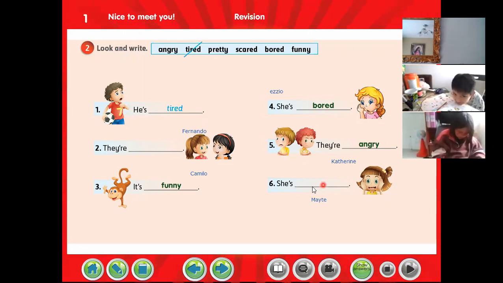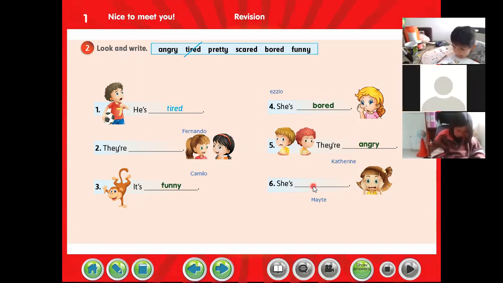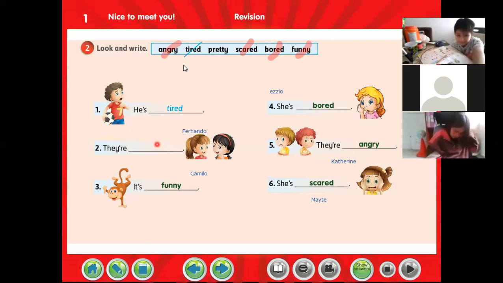Maite, number six. She's scared. Can you repeat, please? She's scared. Repeat, Maite, scared. Okay, Fernando. Now, one more time. Fernando, they are? They are dirty. We're just angry. We're just tired. We're just scared. We're just bored. We're just funny. They are? Pretty. Pretty, yes. They are pretty. Pay attention, my friend.